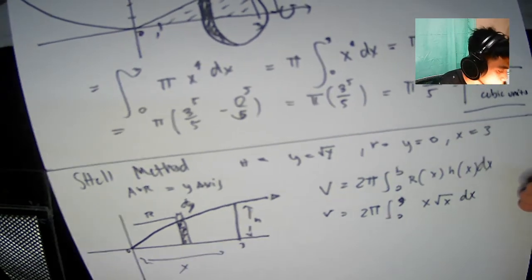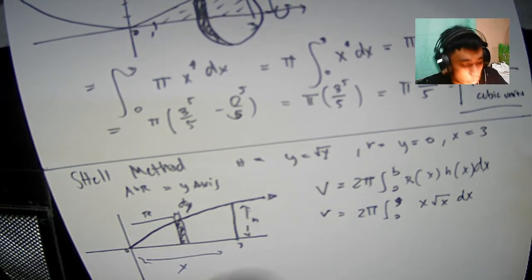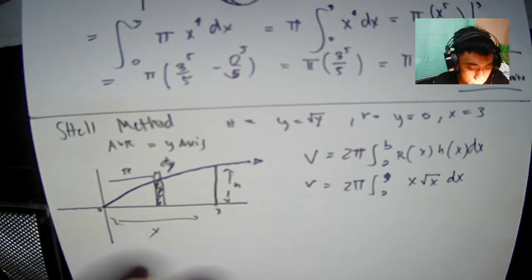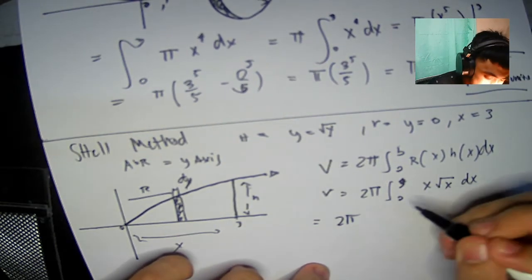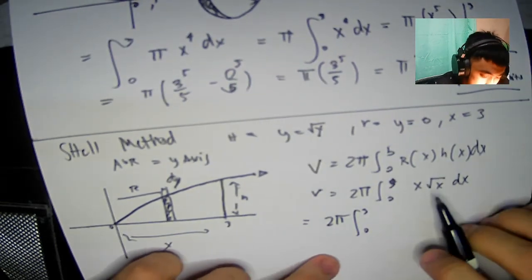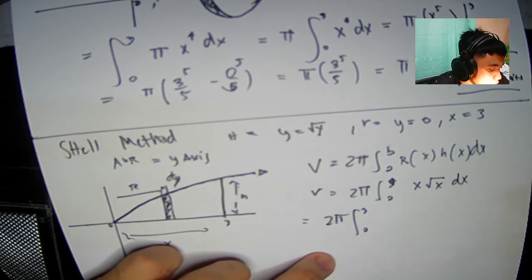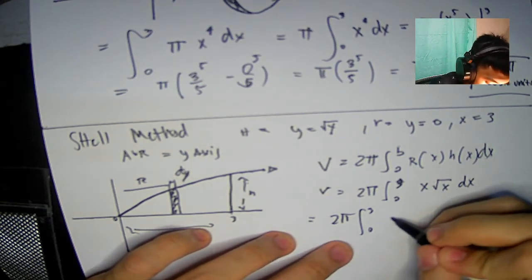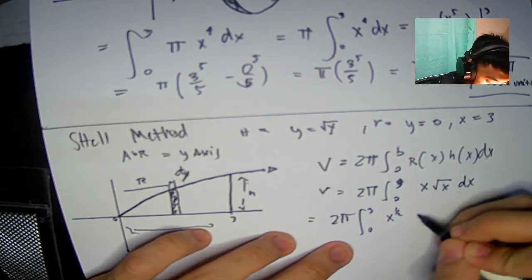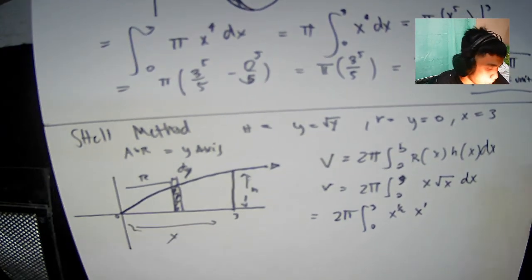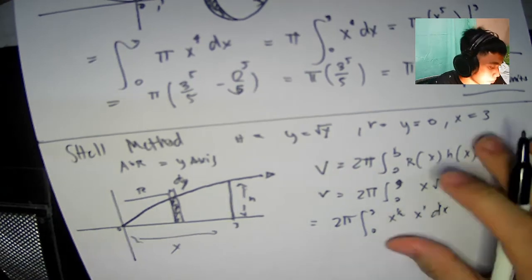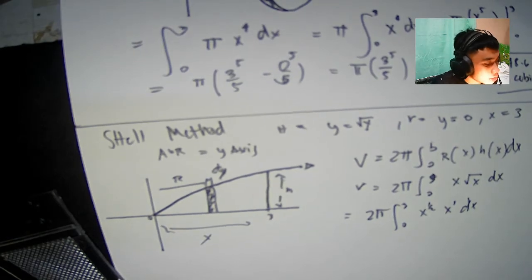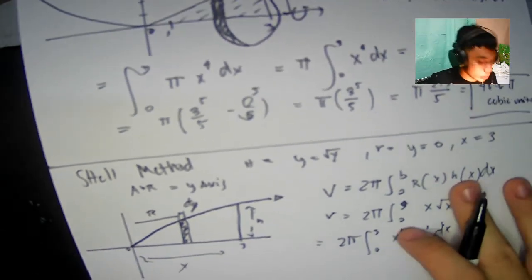So if we want to simplify this to make it much easier, we can make this 2 pi from 0 to 3, and combine the x terms here. So x times the square root of x is x to the 3/2. So dx is still the same. I just transformed it into another form, which is easier to deal with.